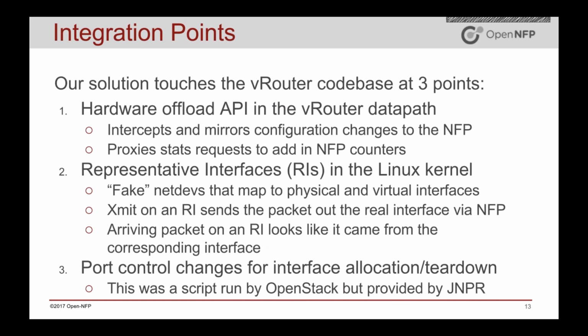Okay, so we integrated into OpenContrail at 3 specific points to insert our acceleration. First of all, we had to work with the OpenContrail community and request basically a hardware offload API be inserted into the vRouter data path. Now, we did not want this to be intrusive. We want the data path to operate regardless of whether or not the offload API is actually turned on, whether or not there's any card plugged in or not. So we very much restricted what that API looks like.